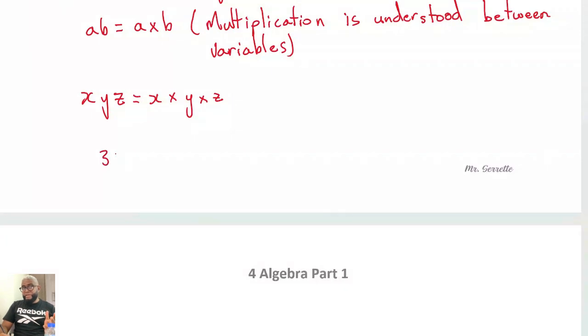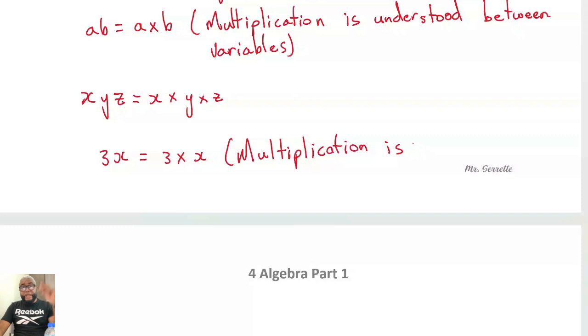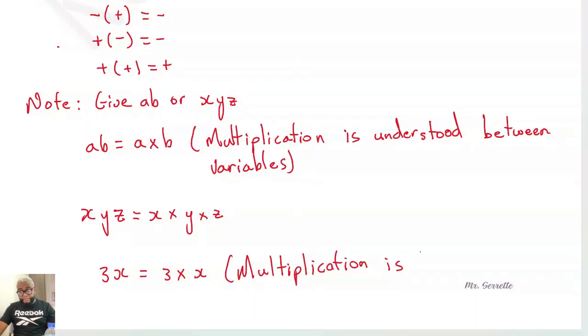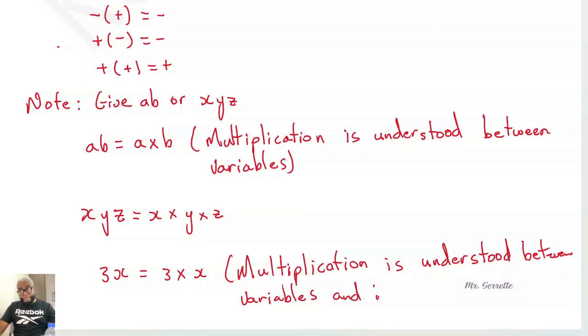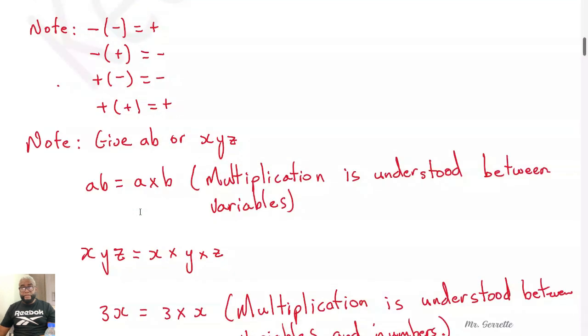Also, a point to note, if I have 3x, this also means 3 multiplied by x. Why? Because multiplication is understood. We have to write. Multiplication is understood between letters, not variables, and numbers, right? Very, very important notes.